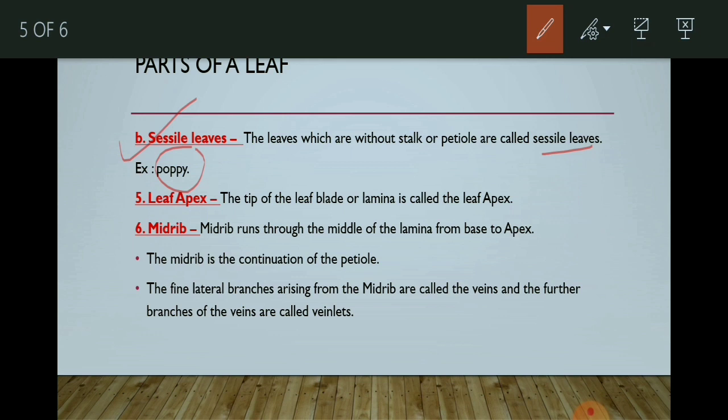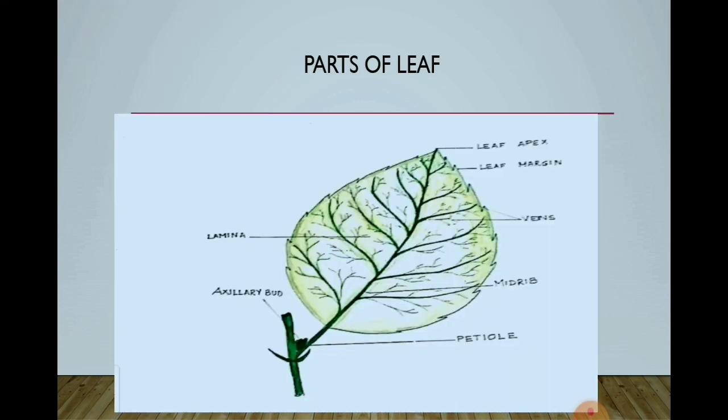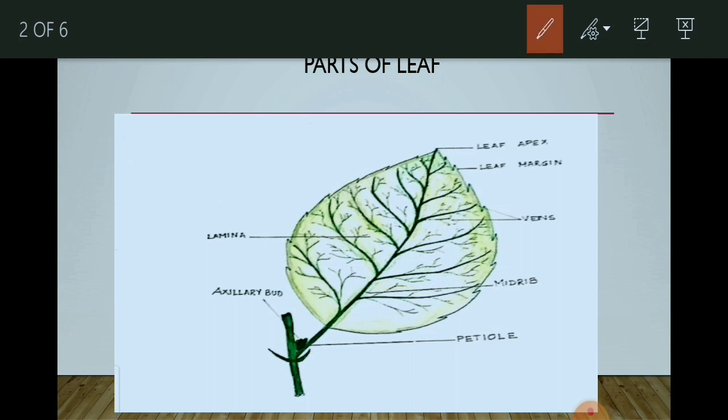Now next I will discuss the leaf apex. So what is a leaf apex? The tip of the leaf blade or lamina is called the leaf apex. So if you see this diagram, then you can easily understand this leaf apex, that is this portion. Okay, so this is the tip of the leaf.